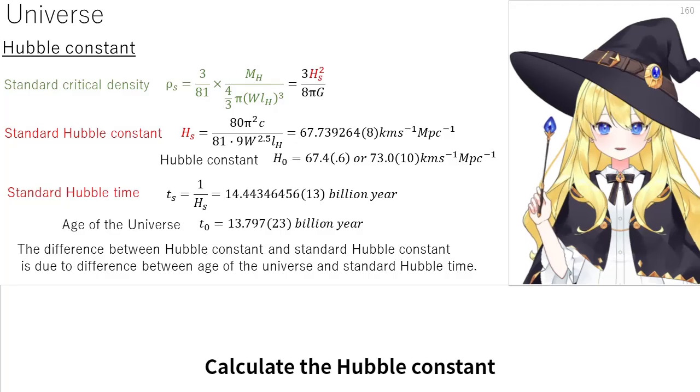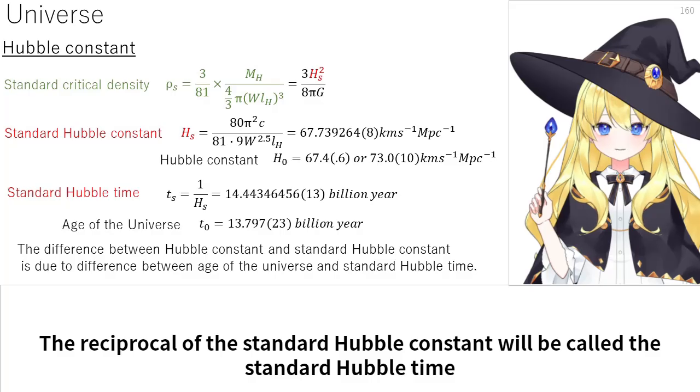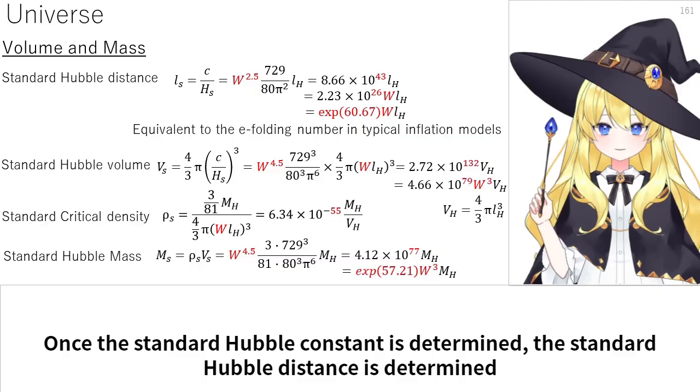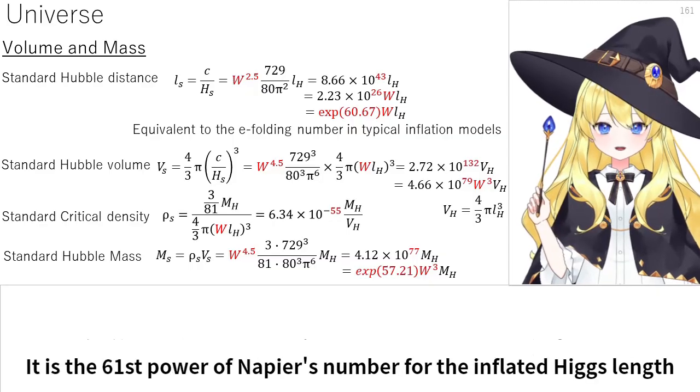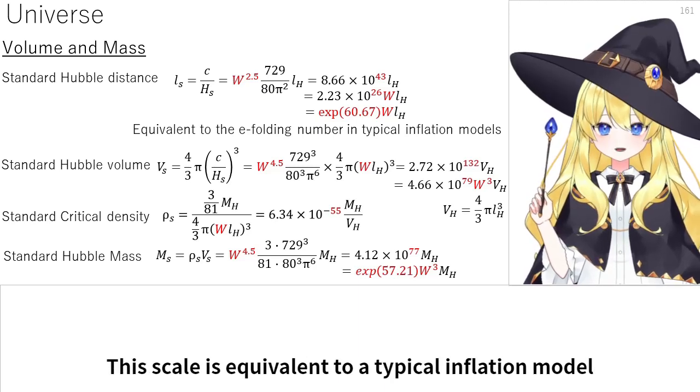Calculate the Hubble constant. The Hubble constant at the standard critical density will be called the standard Hubble constant. The reciprocal of the standard Hubble constant will be called the standard Hubble time. The difference between Hubble constant and standard Hubble constant is due to the difference between the age of the universe and standard Hubble time. Once the standard Hubble constant is determined, the standard Hubble distance is determined. It is the 61st power of Napier's number for the inflated Higgs length. This scale is equivalent to a typical inflation model.